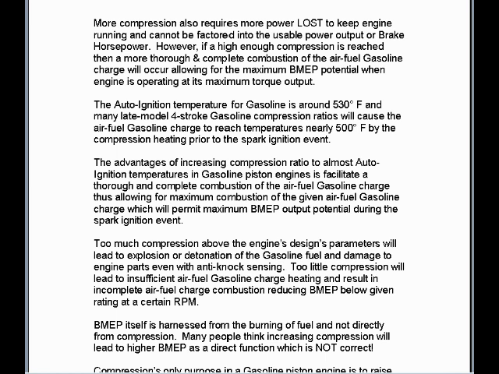The advantage of increasing compression ratio to almost auto-ignition temperatures in gasoline piston engines is to facilitate a thorough and complete combustion of the air-fuel gasoline charge, thus allowing for maximum combustion of the given air-fuel gasoline charge, which will permit maximum BMEP output potential during the spark ignition event.